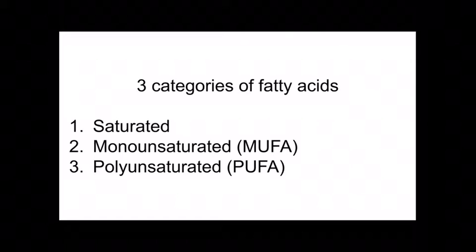There are 3 types, or 3 categories, of fatty acids: saturated fats, monounsaturated fats, and polyunsaturated fats. You've probably heard of these before. Let's take a look at where these names come from and how the fatty acids look different depending on which of these categories they fall into. First we'll look at saturated.